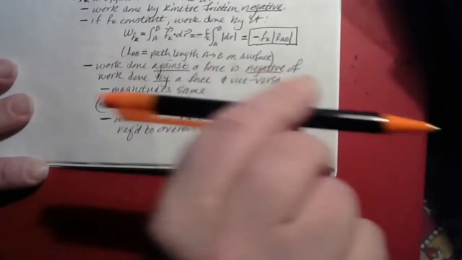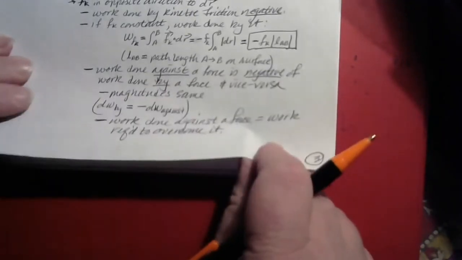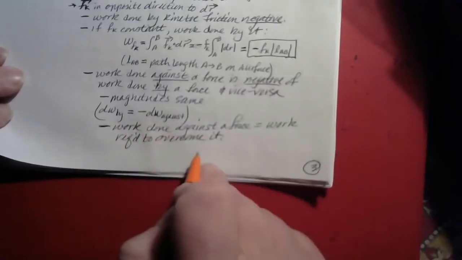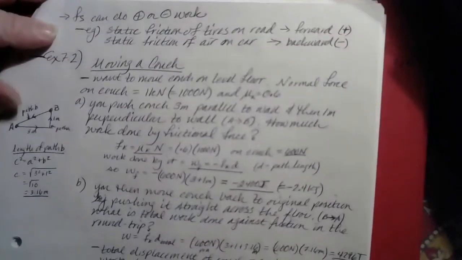You've got friction pushing this way, and so that would be negative. And to overcome it, you have to do positive work in this direction. Okay, so work done against a force is just the work that's required to overcome it. So you'd have to match the magnitude of the force, but in the opposite direction. And so again, one is positive and one is negative. Static friction can do work that's either positive or negative.